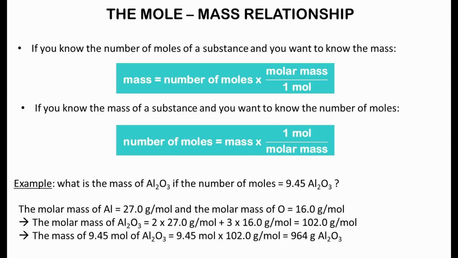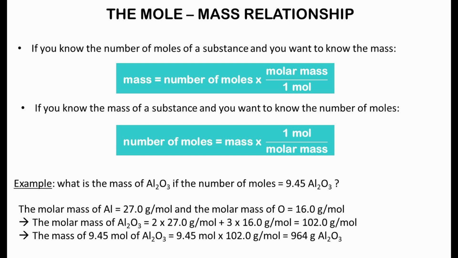The molar mass of a substance is the mass in grams of 1 mole of that substance. If the number of moles of a substance is given, the mass of the substance can be calculated using the first equation. To obtain the number of moles of a substance, simply divide the mass of the substance in grams by the molar mass of the substance.